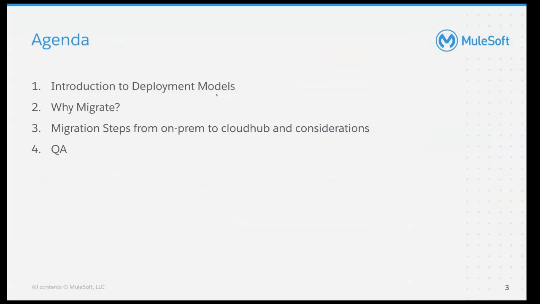The agenda today is we're going to get a basic understanding of what an on-prem and a cloud deployment model is, and we're going to understand what the differences between them are. Then we're going to talk about why customers are moving towards CloudHub. All the customers are thinking about eventually getting to a cloud-based solution. Next, we are going to talk about the actual steps that you would need to think about when you're moving your on-prem applications to CloudHub. And then we're going to end our session with a Q&A.